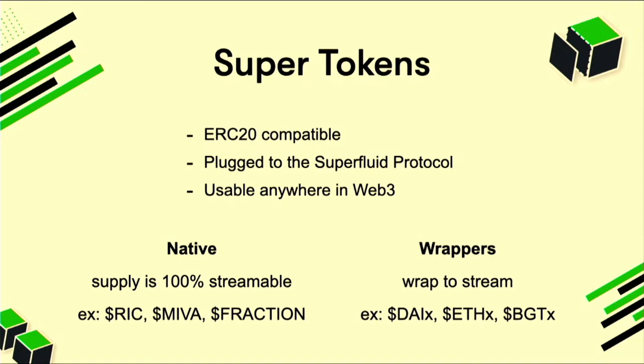We have two types. One type of super token is one that's just deployed out of the box as a super token, maybe one you deploy tomorrow, so you don't want to deploy a wrapper around an existing token. We also have wrappers, because we know that composability is so important. So you can wrap DAI, you can wrap ETH, you can wrap USDC as a super token and be able to use it anywhere else in Web3.